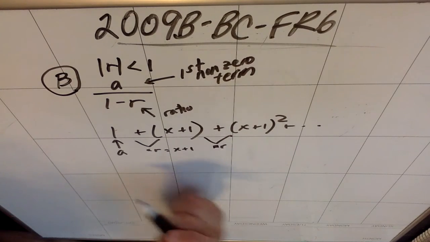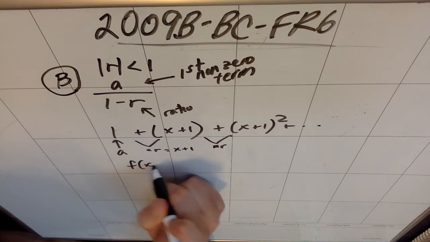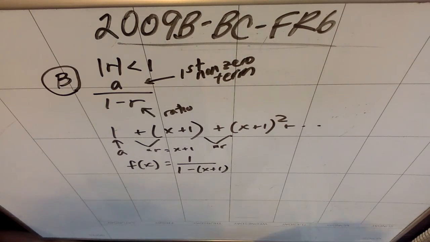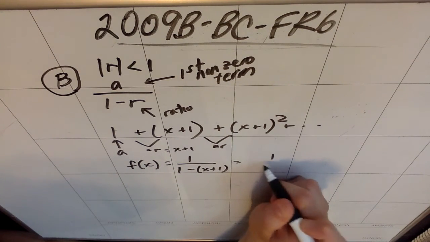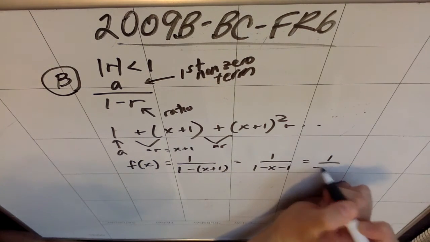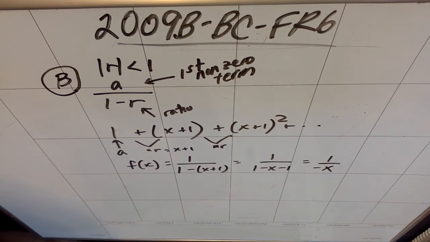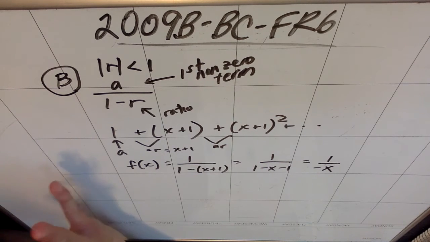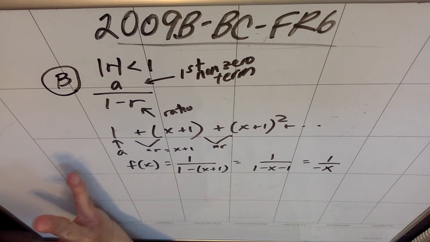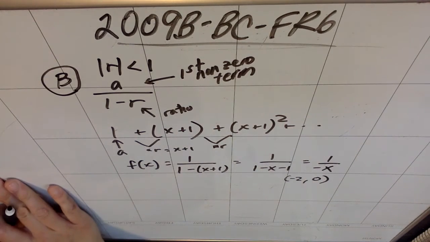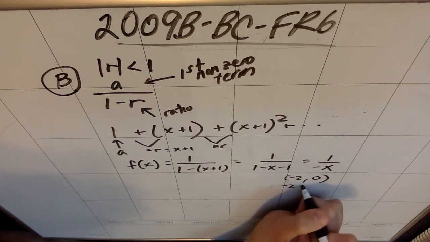Cool. So once I know that, f of x is actually a over 1 minus r. If I clean that up a little, I get 1 over 1 minus (x minus 1)... I'm pretty sure I get 1 over negative x. So that's what my series f of x converges to. That was part B, and that's all they needed me to do. And again, that's on this window from -2 to 0. Or you can write it like this.